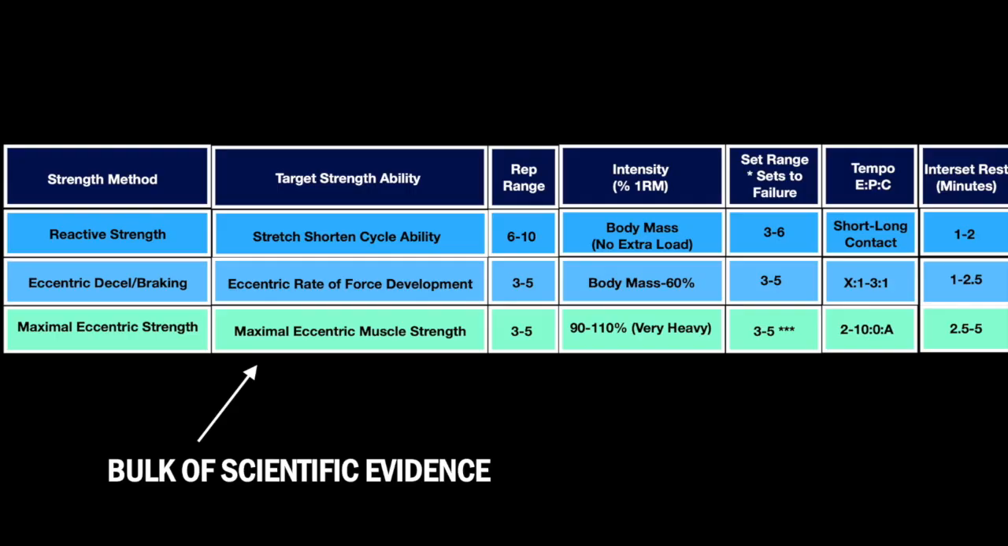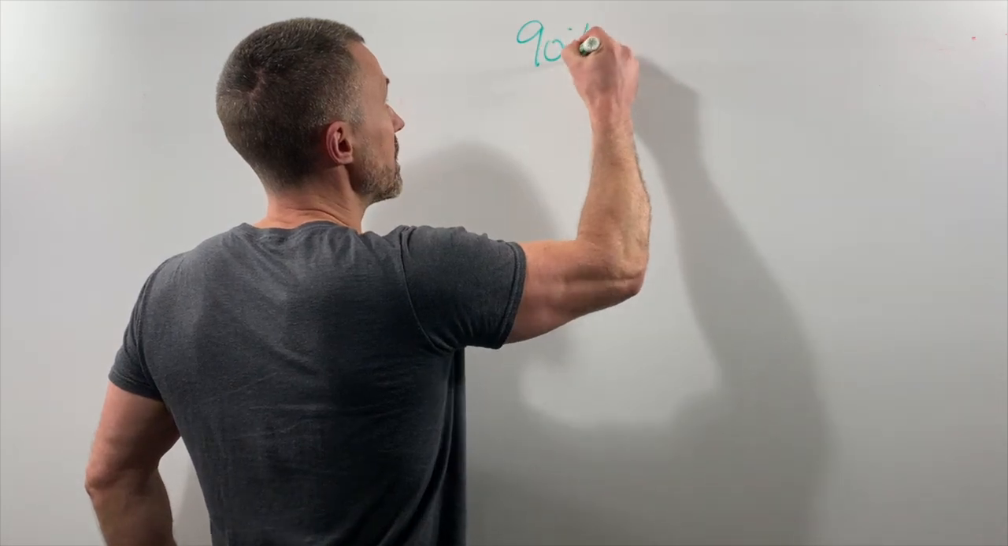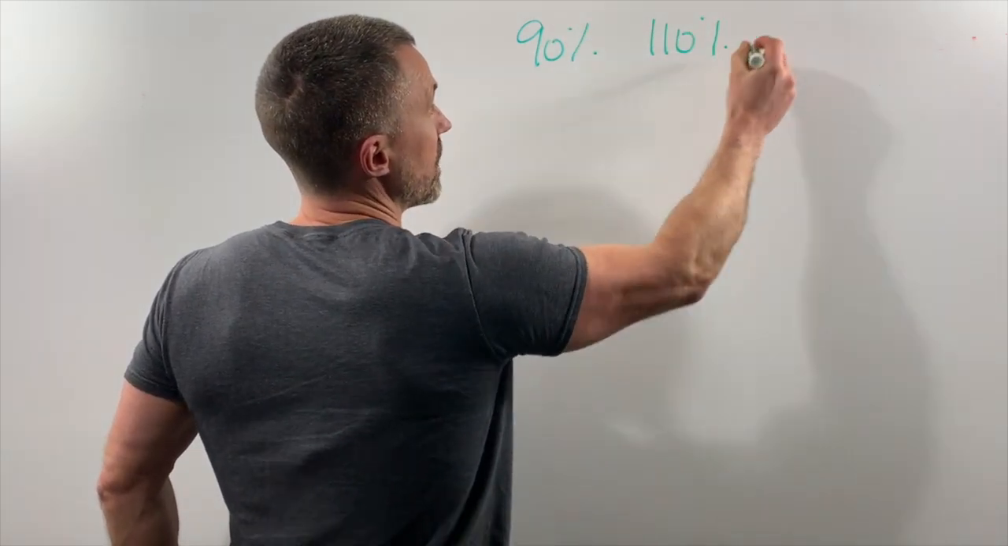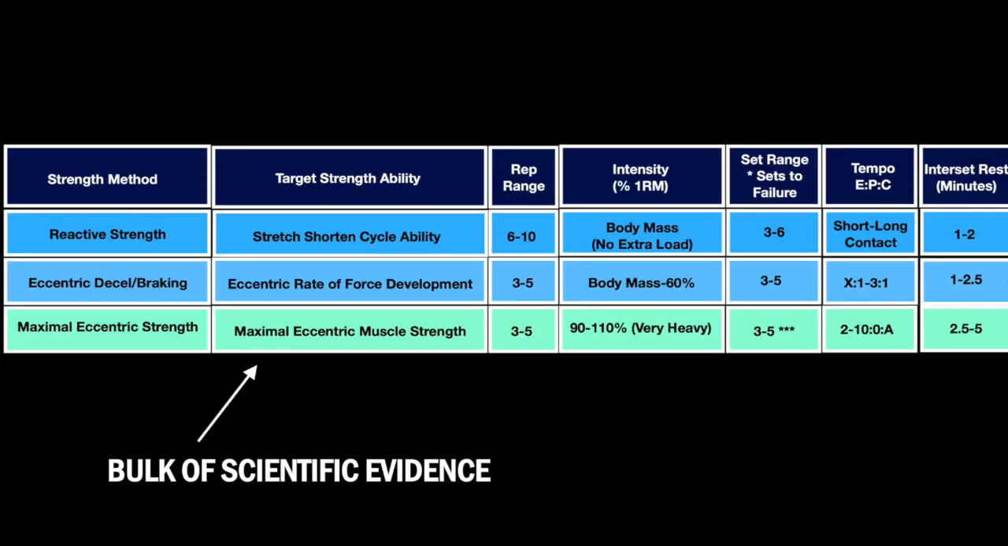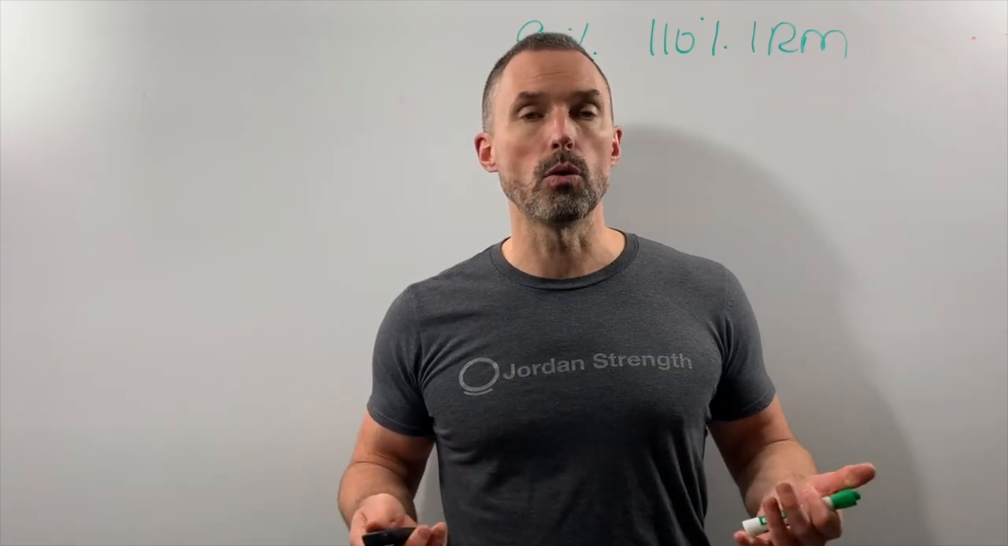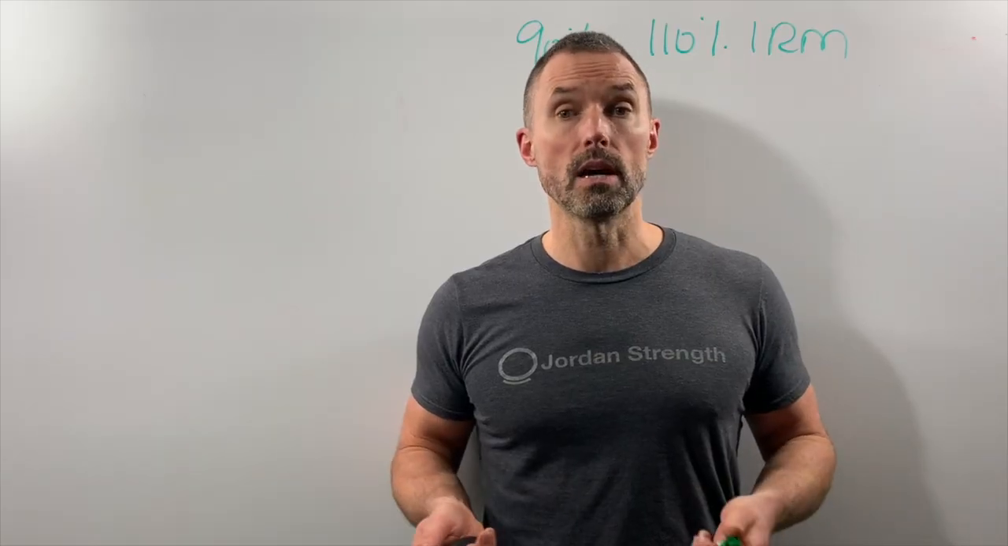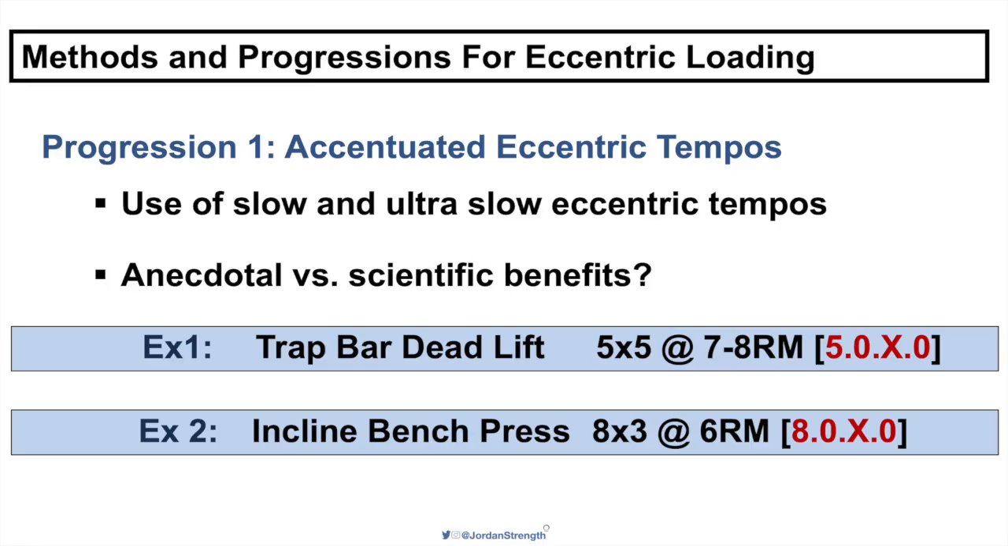And I'll just say right now that the bulk of the scientific evidence comes from what is in green, which is maximal eccentric strength training, where we see supramaximal loads being used. So this is the idea of loading that might be anywhere from 90% to maybe 110% of the individual's 1 RM. We already know this is going to be hard to achieve in all but a few circumstances in a training environment. But associated with that, you may want to dig into this a little bit more, are some set ranges, potential tempo prescriptions around these types of training methods, and associated rest intervals.